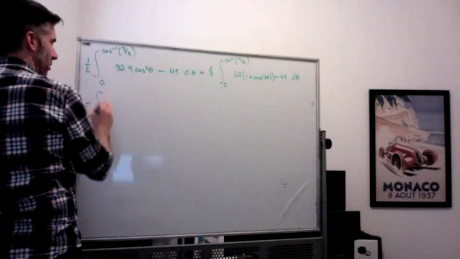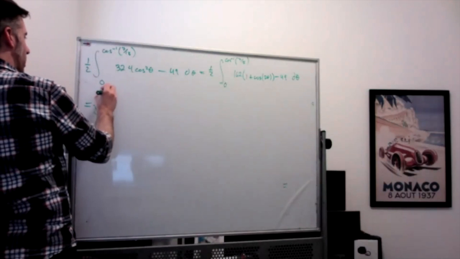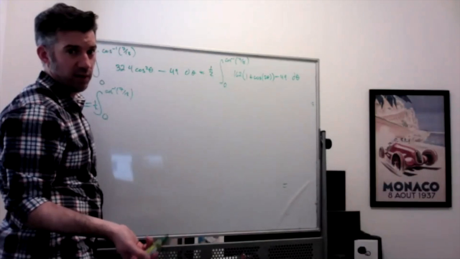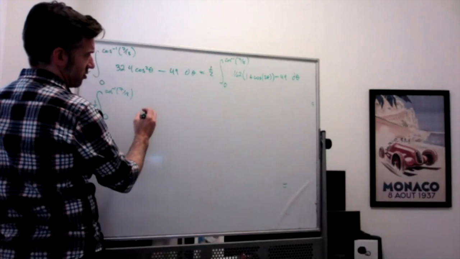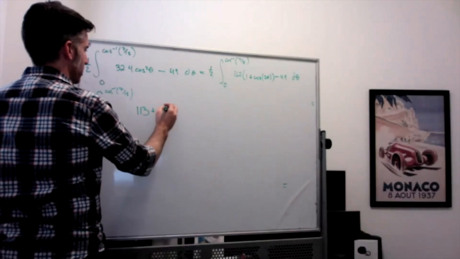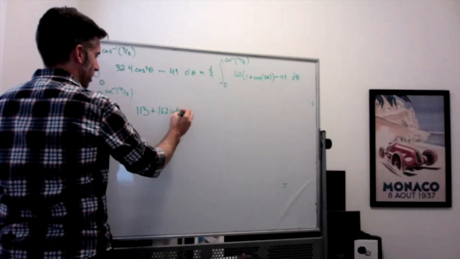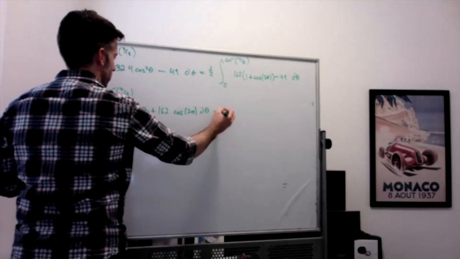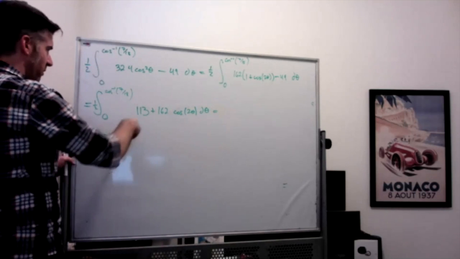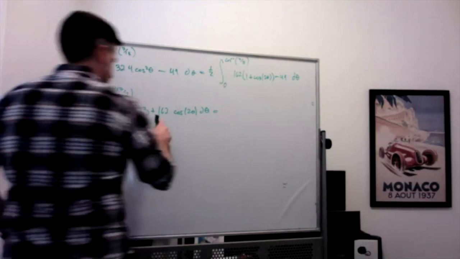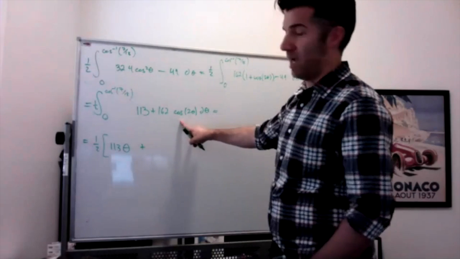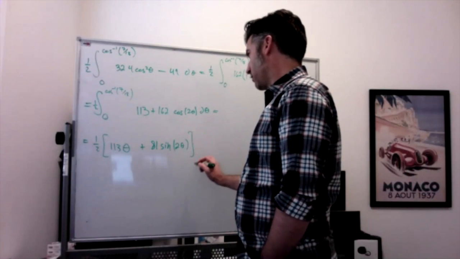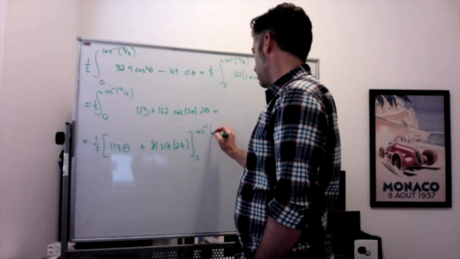Okay, so we've got 1/2 the integral from 0 to inverse cosine of 7/18 of 162 times 1 minus 49, which is 113. So 113 plus 162 cosine 2 theta. Now we integrate. Integral of 113 is 113 theta. Integral of 162 cosine 2 theta is 162 sine 2 theta over 2, which I'm going to write as 81 sine of 2 theta, from 0 to inverse cosine of 7/18.